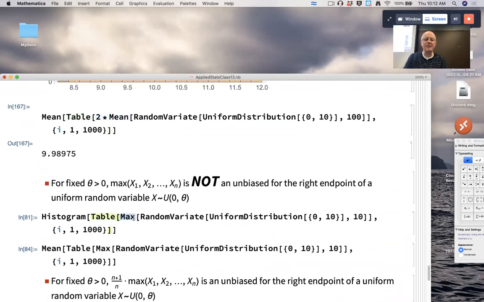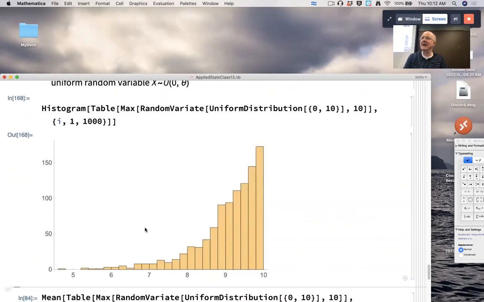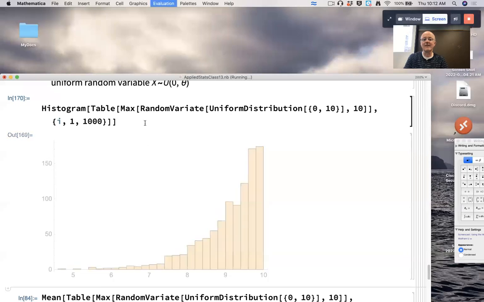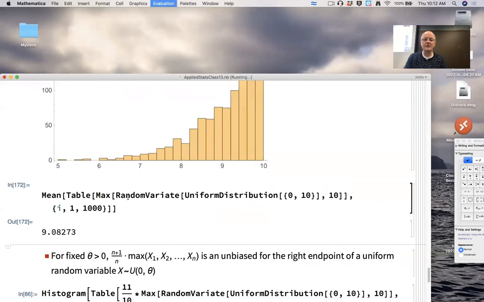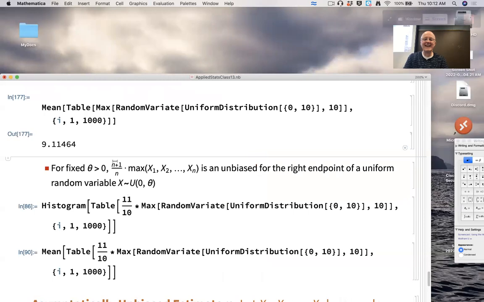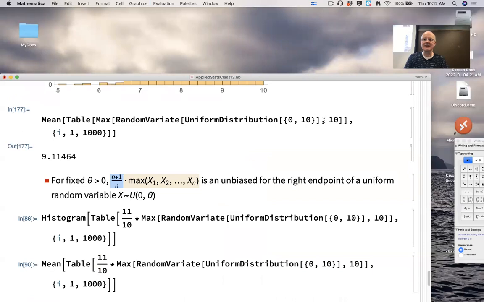What about the maximum? Variable maximum. Make a histogram. It's not centered on 10. In fact, it's very left skewed. And you compute the mean in each case, and you never get close to 10. However, if I multiply the maximum by n plus 1 over n, what is n in this case? N is actually 10, because of this 10 here. It's not 1,000.